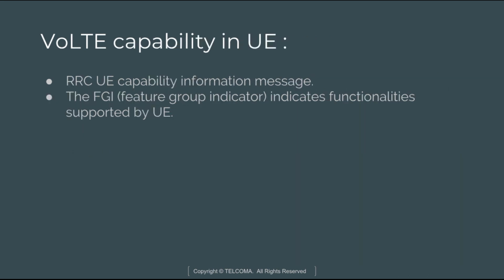So what is VoLTE capability in UE? The UE indicates its EUTRA capabilities in the UE EUTRA capability information element at the connection setup. So we call it RRC UE capability information messages. We can have feature group indicator, which indicates functionality that is supported by the UE.